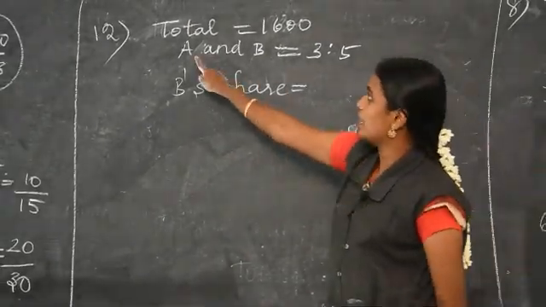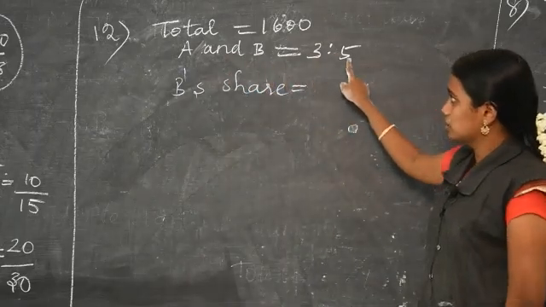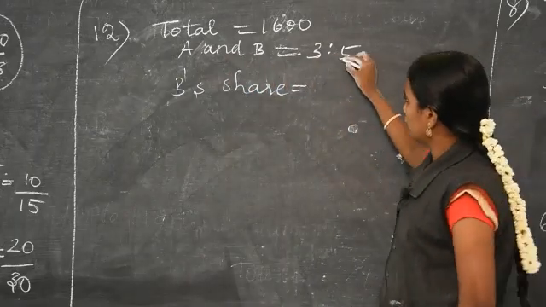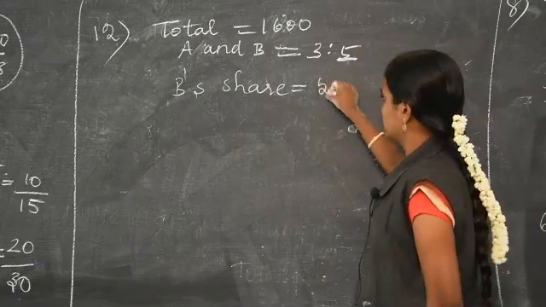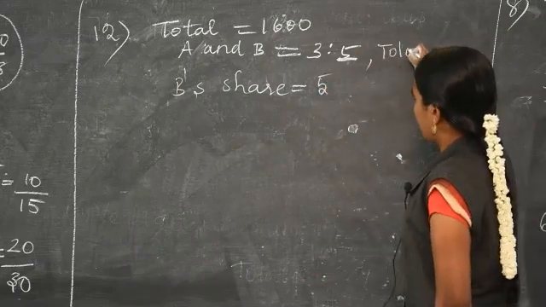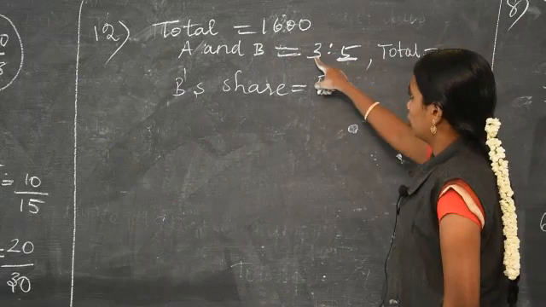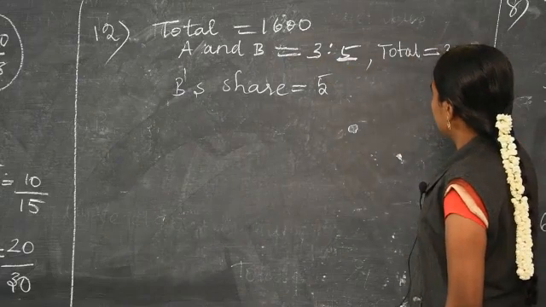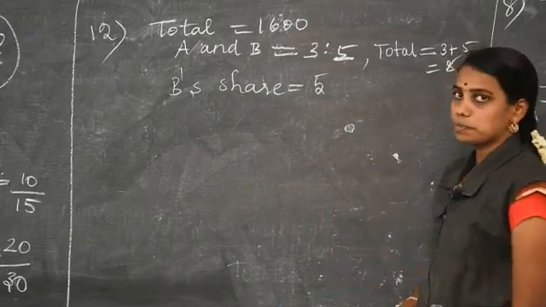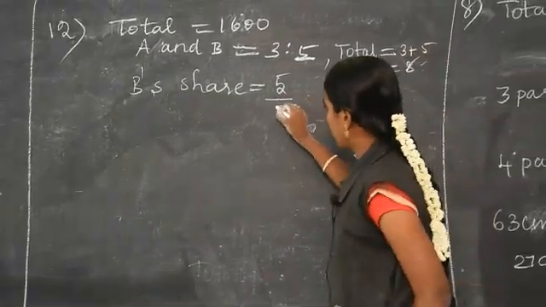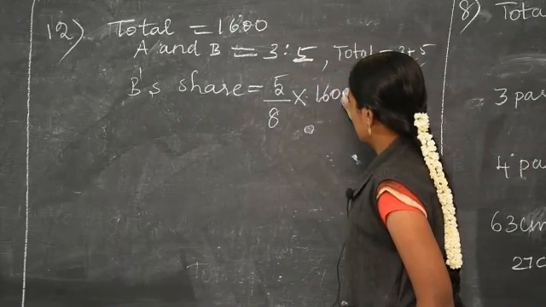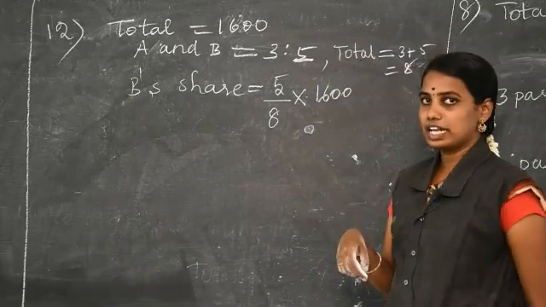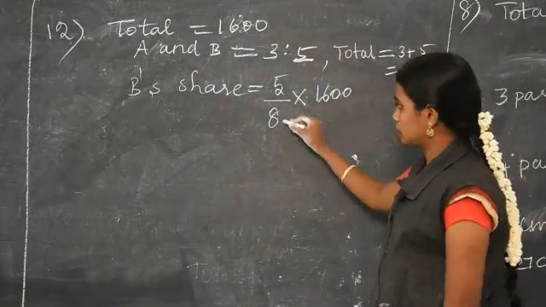Okay, the ratio of A and B is 3 by 5. We are going to find out B alone. B means how many parts? 5 parts. Find out the total parts. Total parts: add 3 plus 5, 8. So 5 by 8 into the total amount, which is 1600. Okay, next we can go for the cancellation.